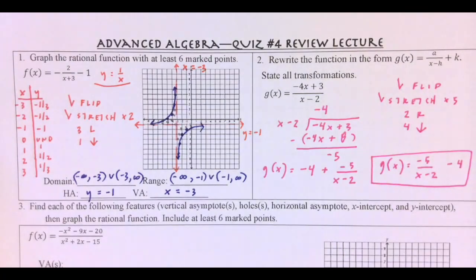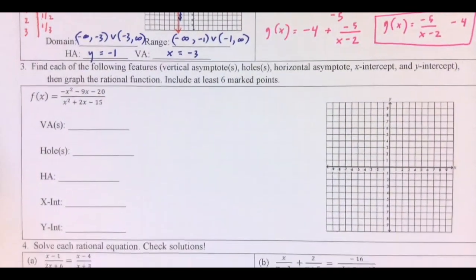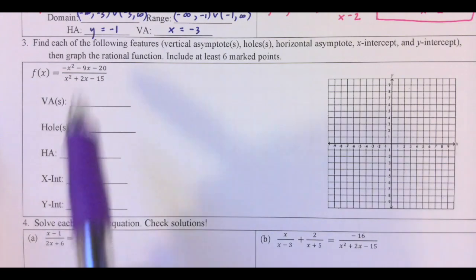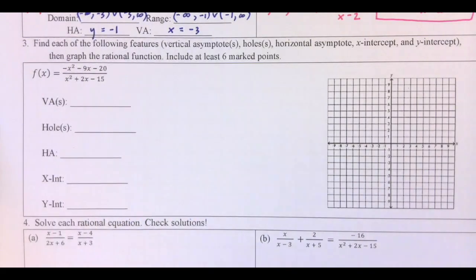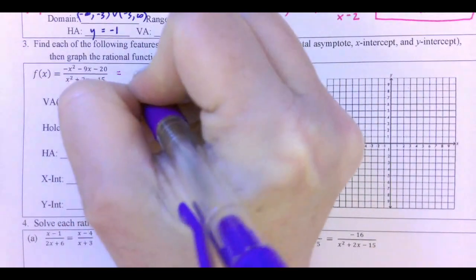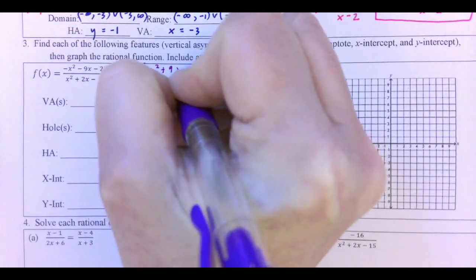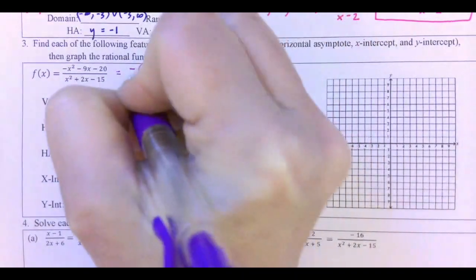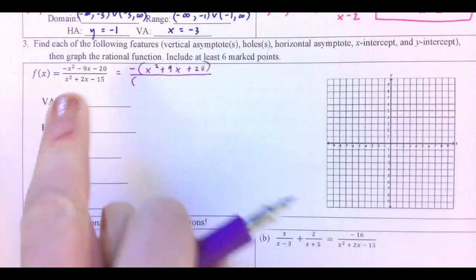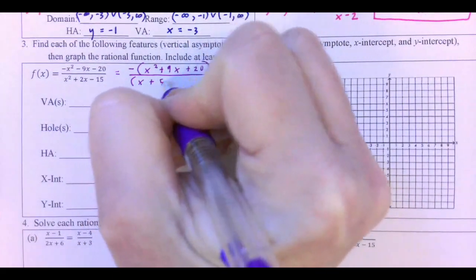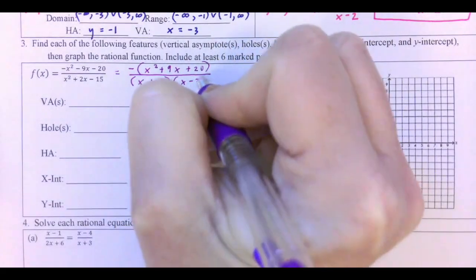Okay, next up, when it's more complicated, can we find all of these features? And then can we graph it using at least 6 marked points? So the first thing that I do when I look at it in this structure where it's a polynomial over polynomial is I factor it down. So on top, I can divide out that -1, that GCF, and then I have x squared plus 9x plus 20. On bottom, I can factor that down here. I can make that x plus 5 times x minus 3.